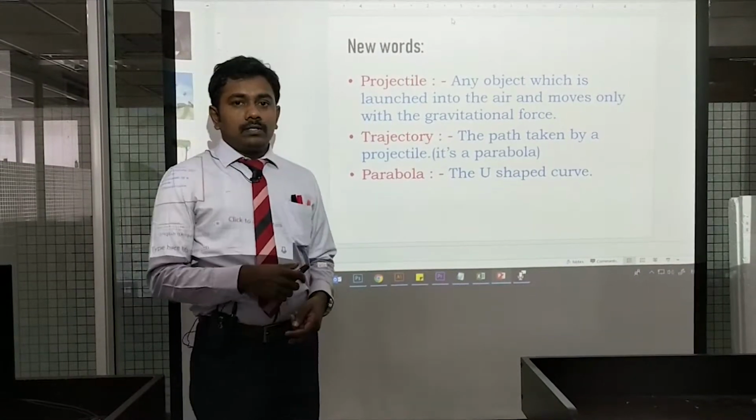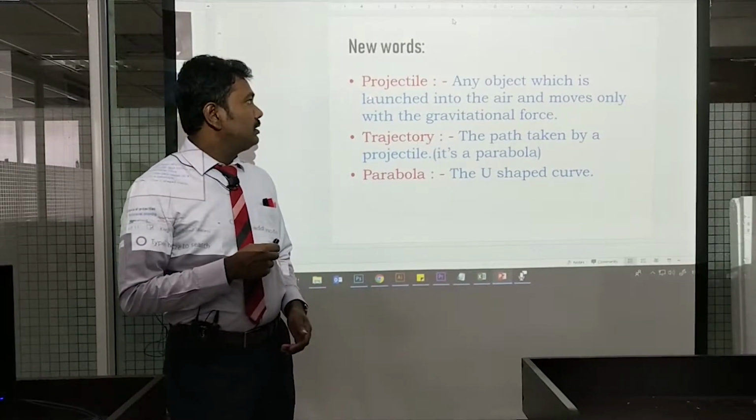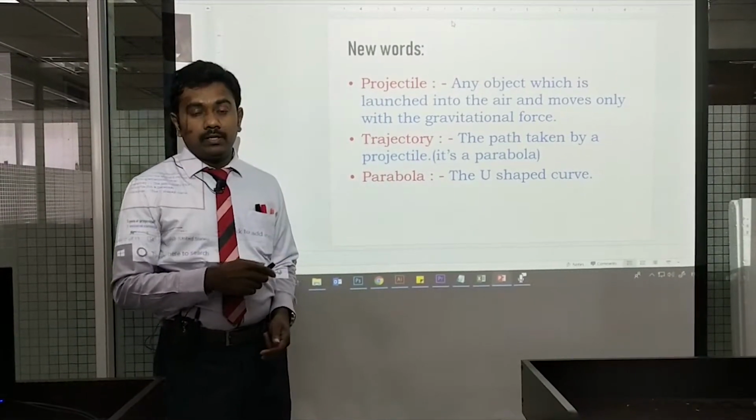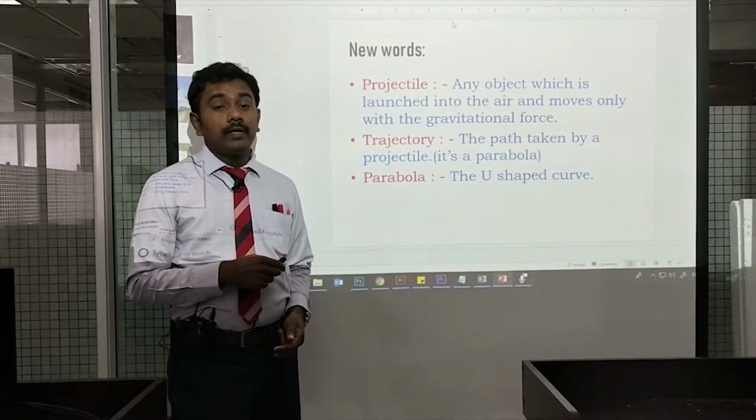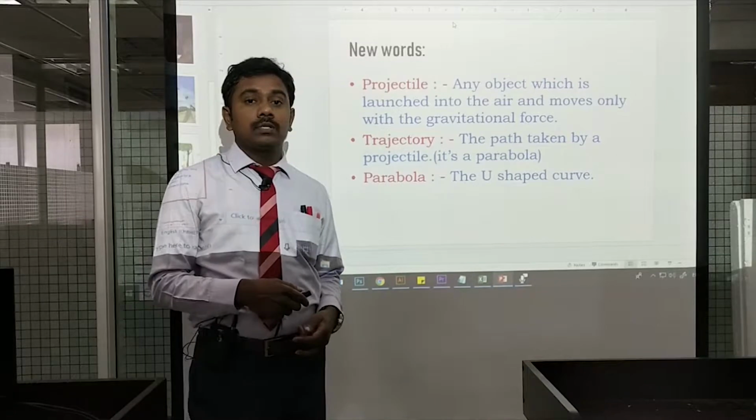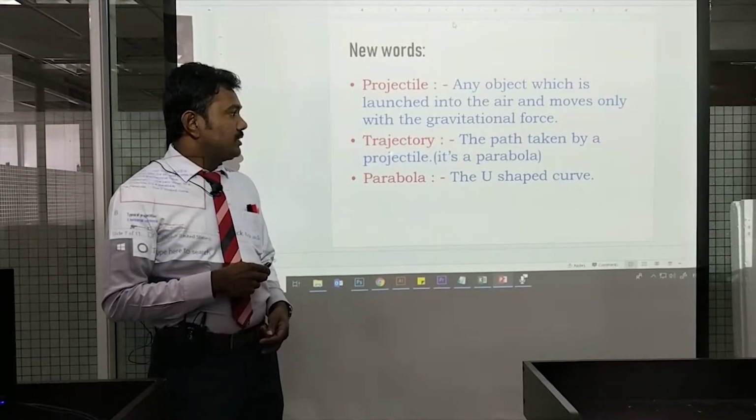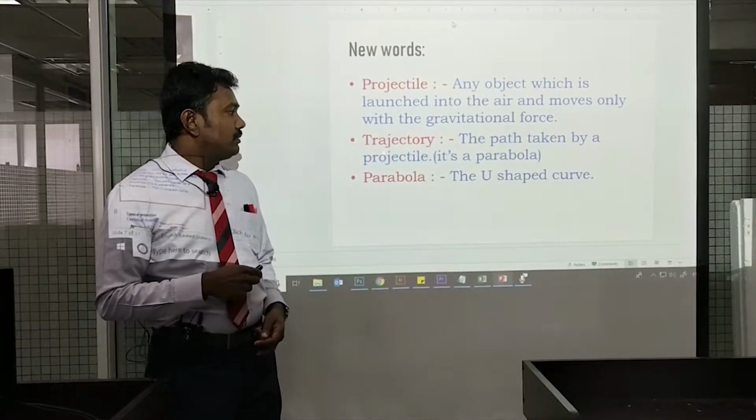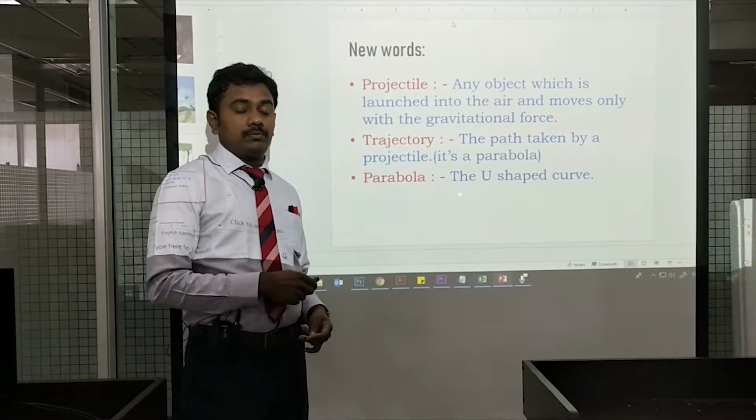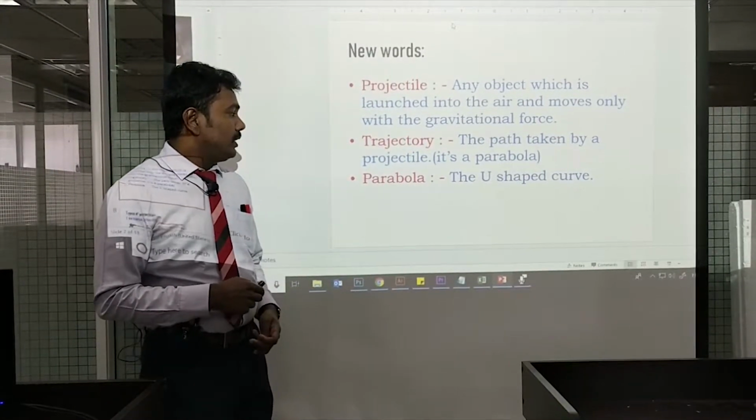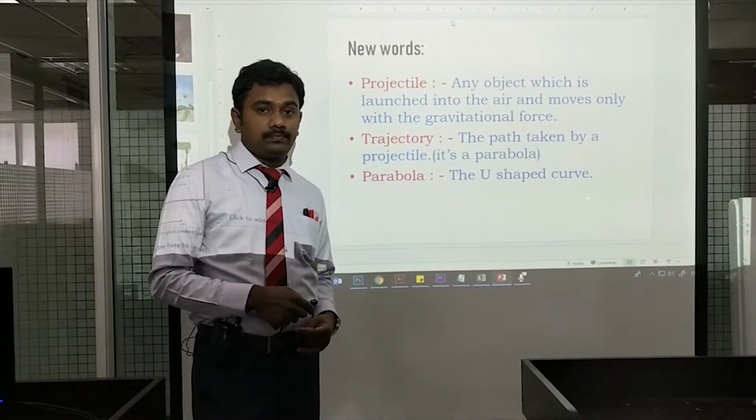Now we shall look at the new vocabulary. The first one, projectile. What is a projectile? A projectile can be any object which is launched into the air and moves with the only force called the gravitational force. And the second one, the trajectory: the path taken by a projectile is its trajectory. Usually these trajectories are parabolas, and a parabola is a U-shaped curve.